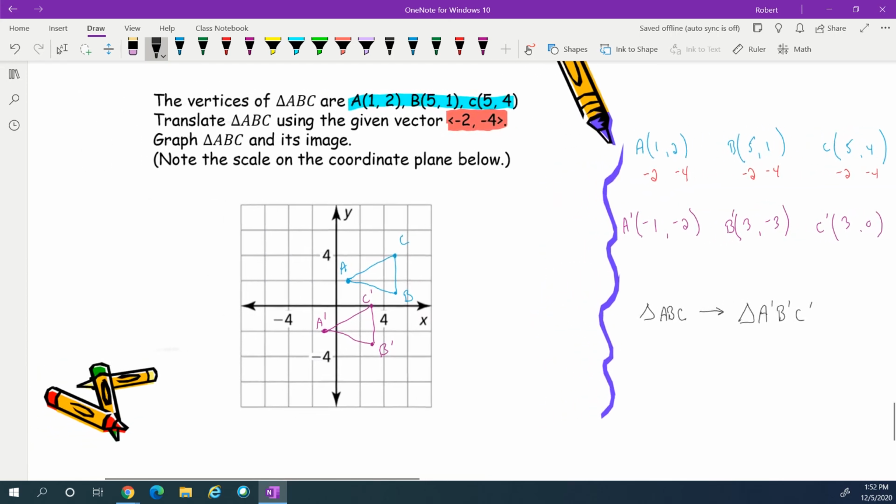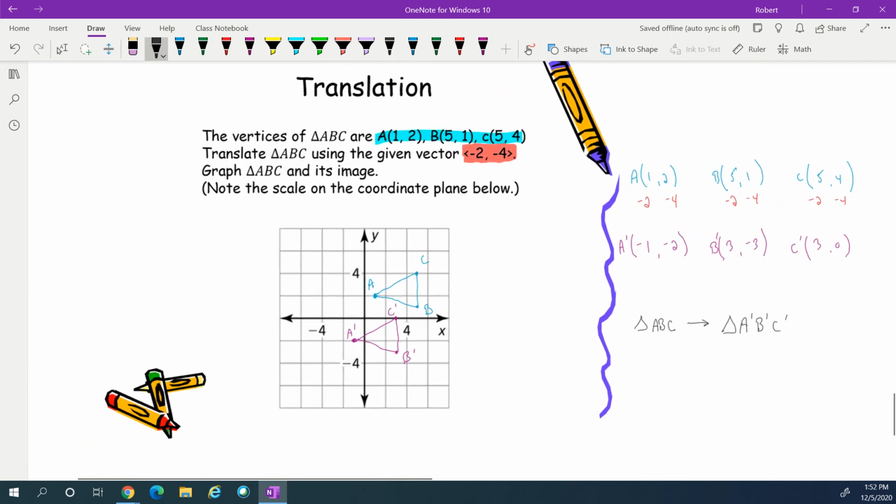Okay. Let's get a little practice with our translations, doing some compositions, which again, composition just means more than one step done in order, so we can see how it changes at each step. And then we'll move into some of our other transformations.